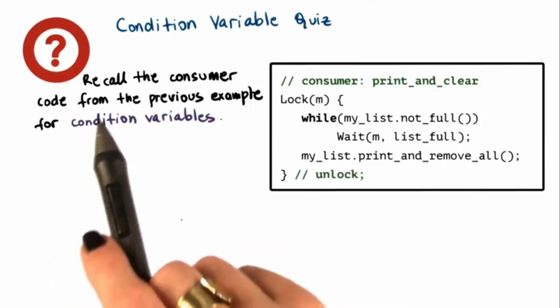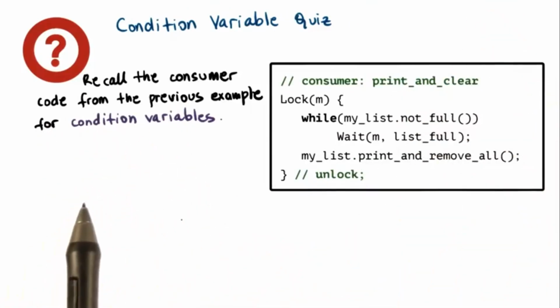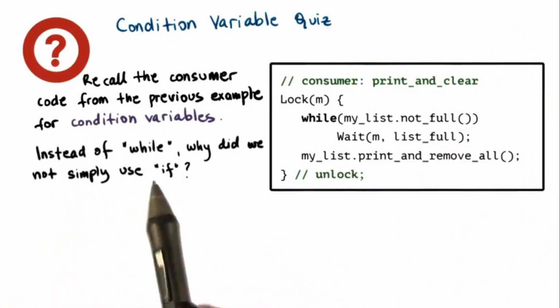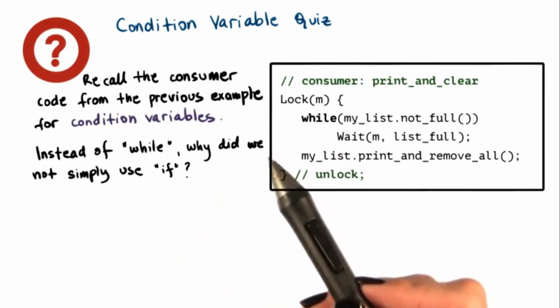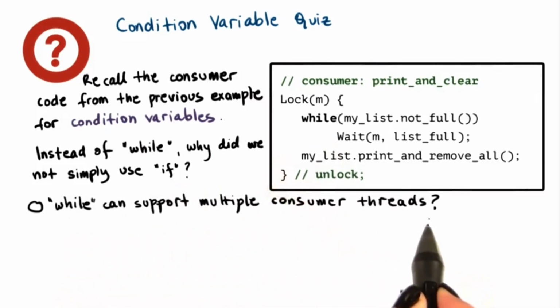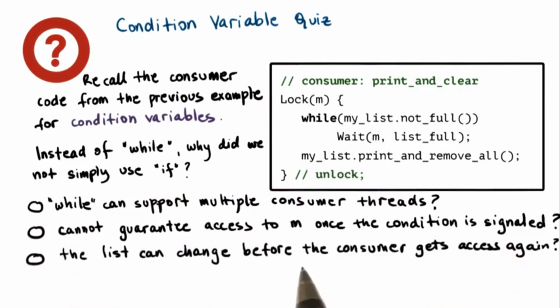For this quiz, let's recall the consumer code from the previous example for condition variables. Instead of while, why didn't we simply use if? Is it because while can support multiple consumer threads? We cannot guarantee access to M once the condition is signaled. The list can change before the consumer gets access again. Or all of the above.